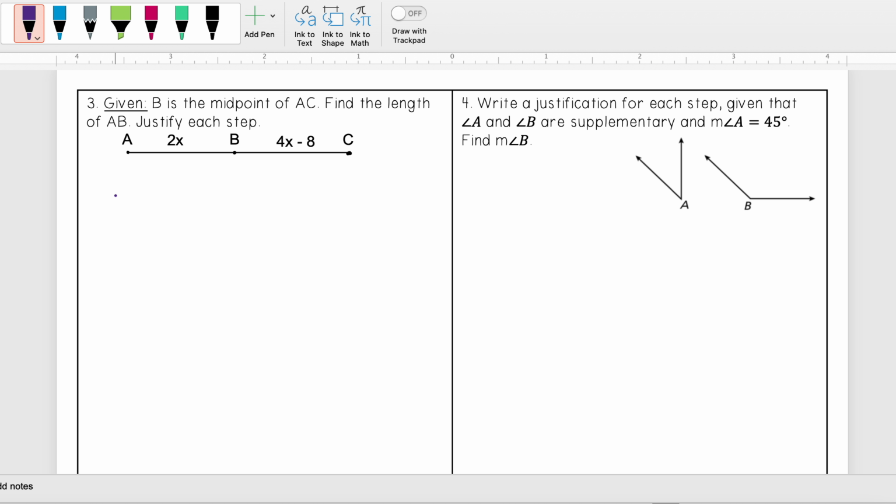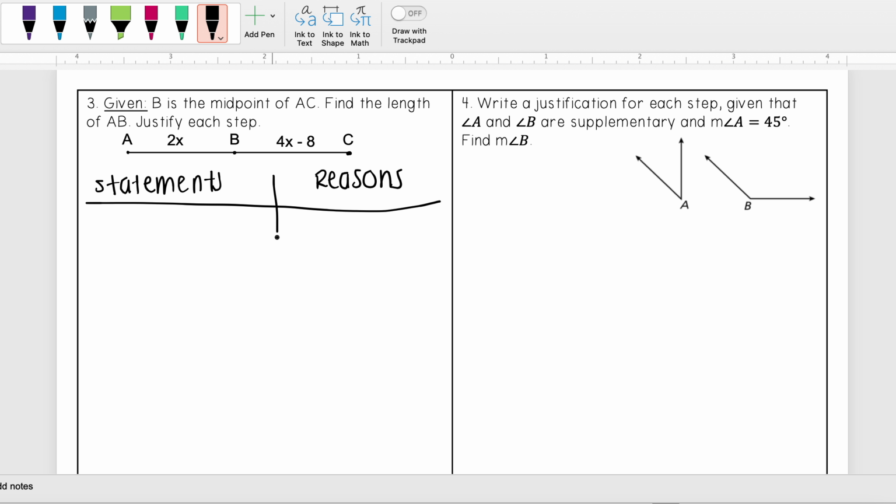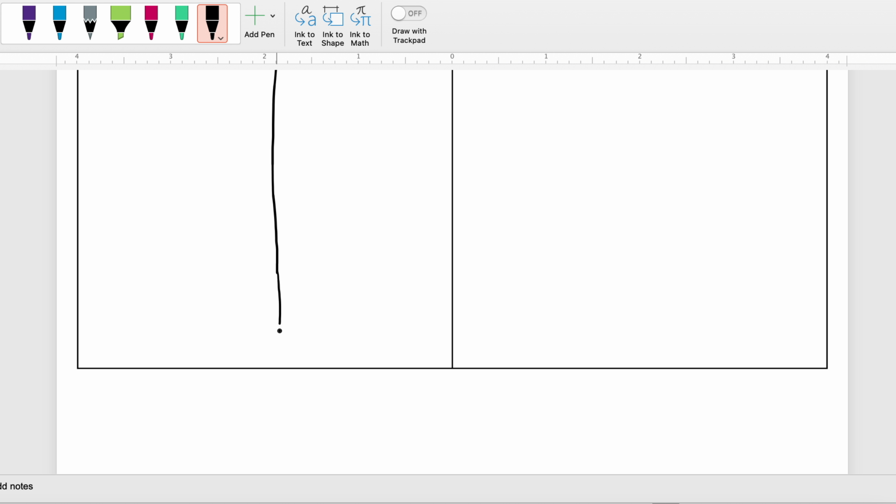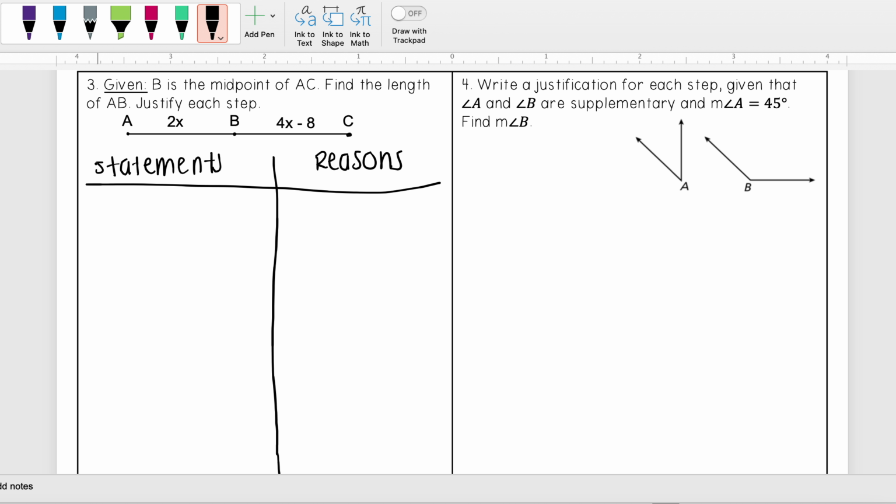So number 3 says, given that B is the midpoint of AC, find the length of AB. Justify each step. So this time we're not just finding X, we're wanting to find the length of AB. So first step is I want to create my 2-column proof of statements and reasons. Next, I want to start with what I'm given. So I'm given that B is the midpoint of AC, so I can write that first.